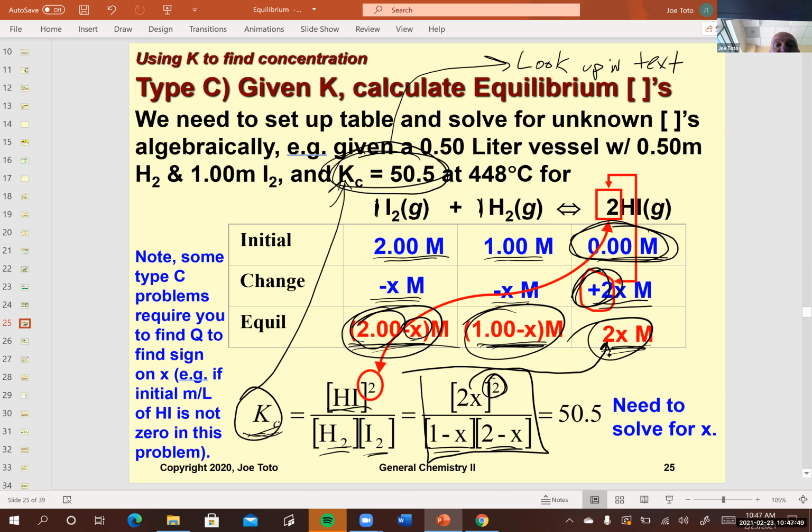Yeah, that's for this reaction as written. So that Kc is for this reaction. Yeah, right there. And type C, that's what makes it different from type B. In type C, you're given the equilibrium constant, or you got to look it up. In type B, you're asked to calculate it.